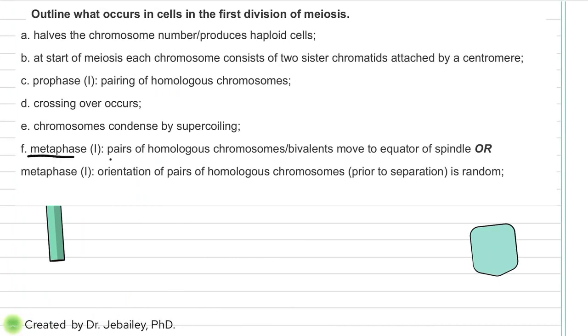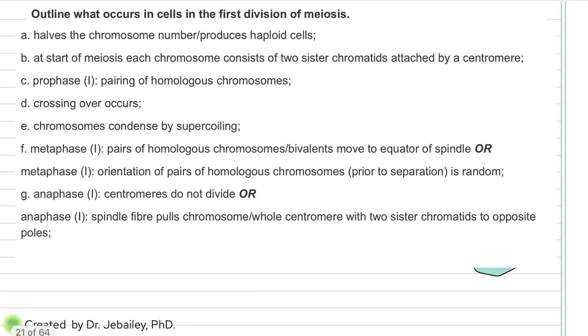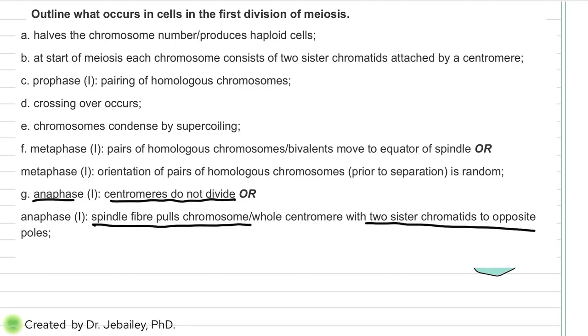Then in metaphase, the pair of homologous chromosomes move to the equator, that means in the middle. So it's the same thing. Then we can talk about anaphase, in which the centromere does not divide. What really divides here is that the spindles push the chromosomes, in this case the homologous chromosomes, to each side. So that means the sisters are the ones going to the opposite sides of the poles.